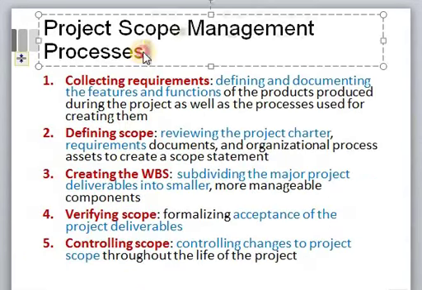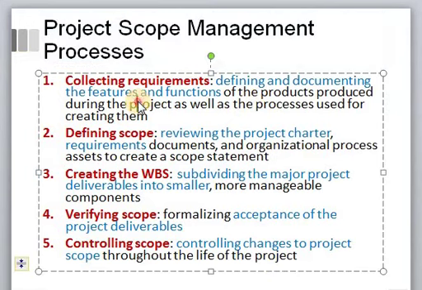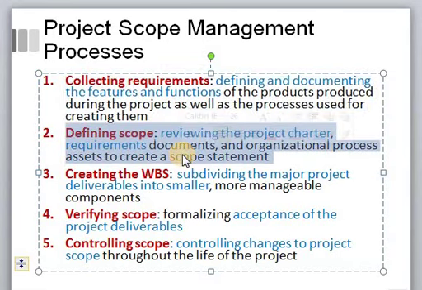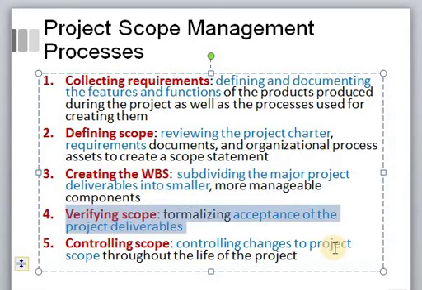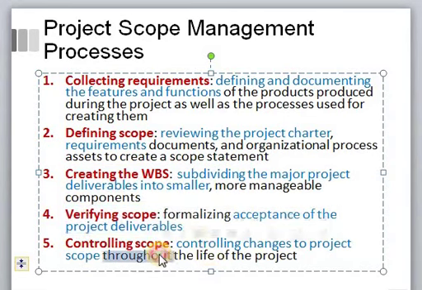Now we will see what the project scope management processes are. There are basically 5 processes included in project scope management. Number 1, collecting requirements. Number 2, defining the scope. Number 3, creating the work breakdown structure. Number 4, verifying the scope. And number 5, controlling the scope.